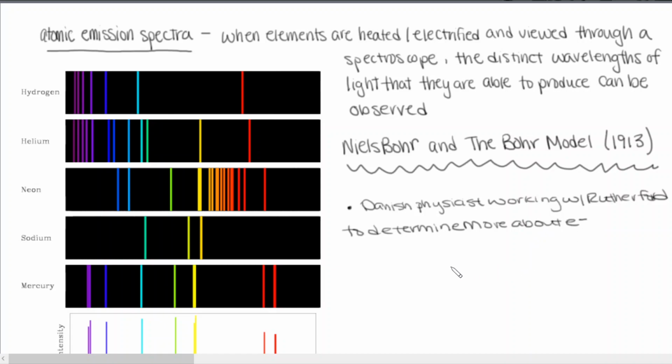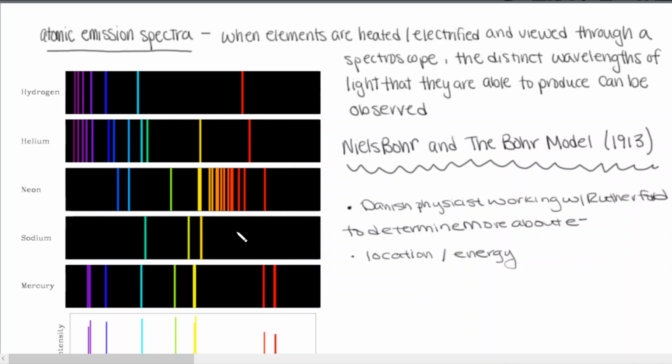They wanted to know, where are these electrons in the atom? How much energy do they have? Because remember, up to this point, we just said, well, the electrons are in that empty space outside of the nucleus, but they wanted to know more about the location of the electrons and how much energy those electrons had. And so in their studies, they actually noticed these atomic emission spectra.